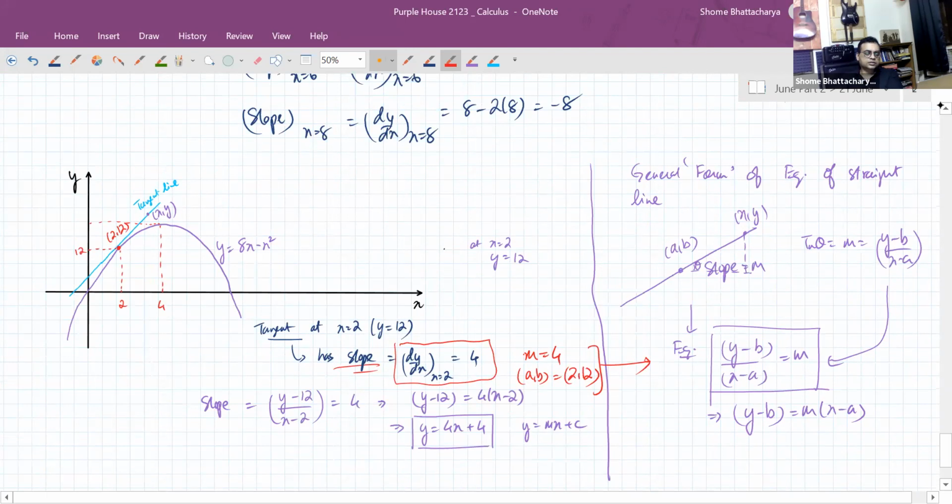Okay, so there's a bit of coordinate geometry in this. You're using the general equation of a straight line. How to find the general equation? If I know a point through which the straight line is passing, that is a comma b, and I know the slope of the straight line m, then I can express the equation of the straight line like this.